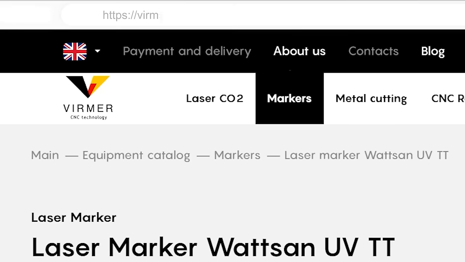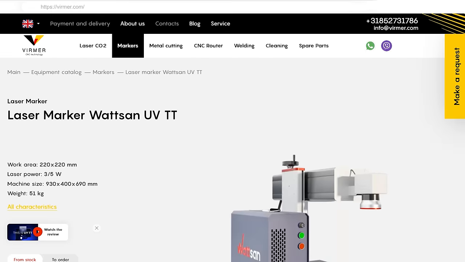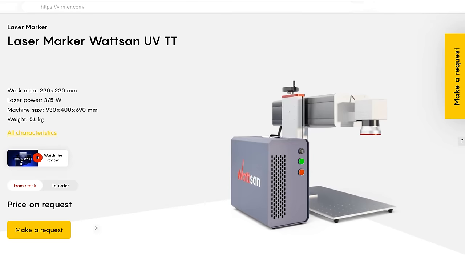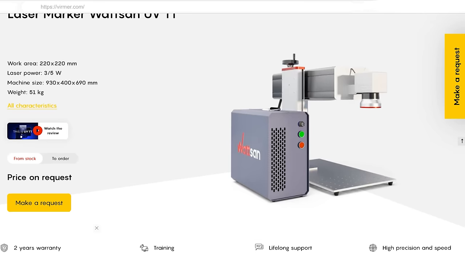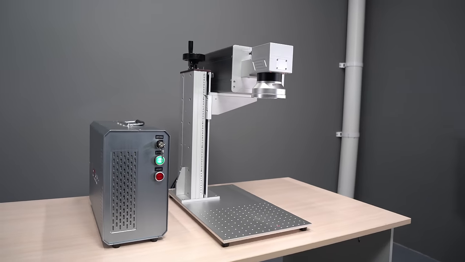Virmer offers a one-year warranty on the Wattsan UV TT marker. The service life of such equipment starts at 10 years, i.e. you can buy this marker and forget about buying any additional consumables for the next 10 years.